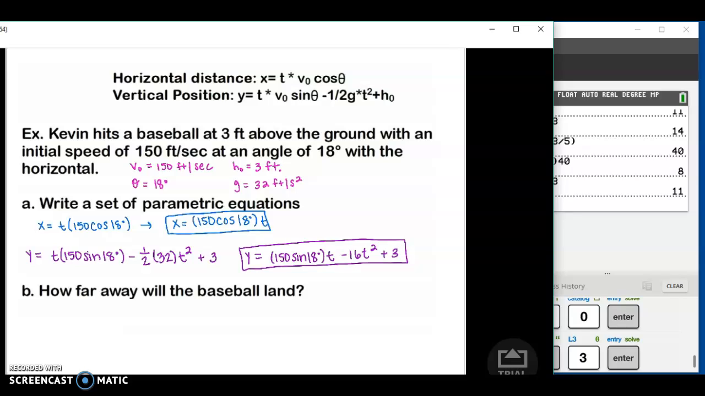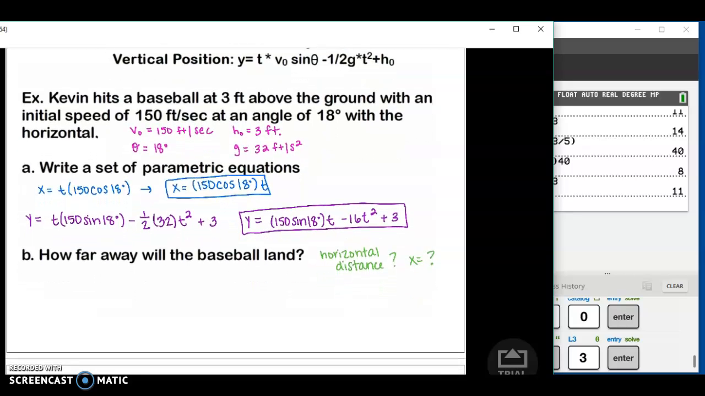Okay, so then it says, how far away will the baseball land? Guys, think about if you are throwing a baseball, how far away is going to be your horizontal distance there? So this is asking for the horizontal distance, which is, what is x? Well, in order to plug in for x, we're going to need the time. So we're going to need to know, when does this ball actually hit the ground?